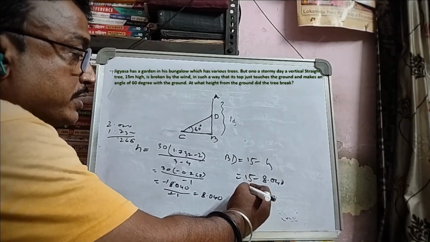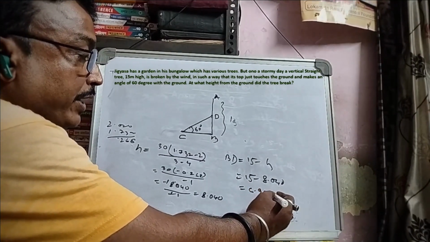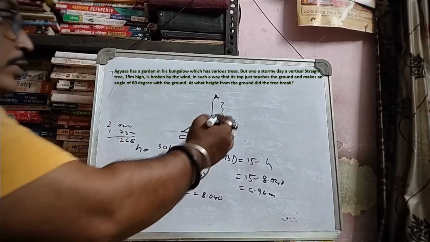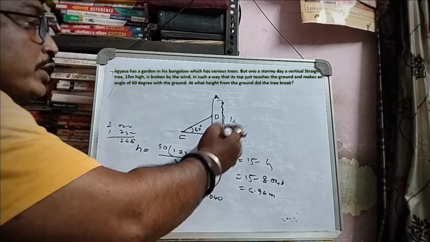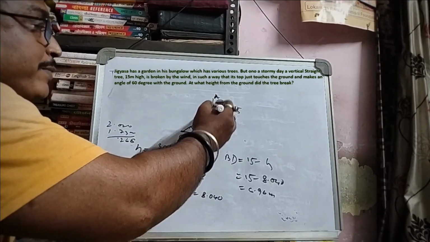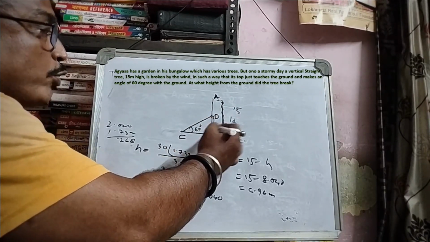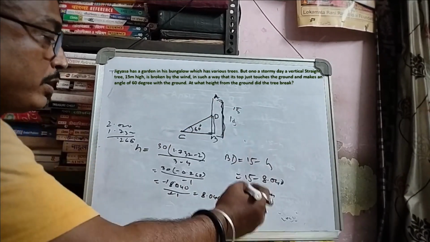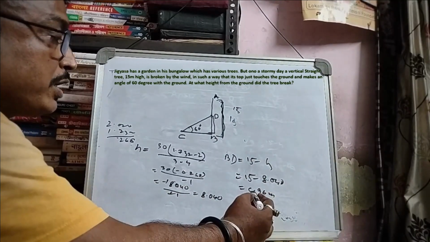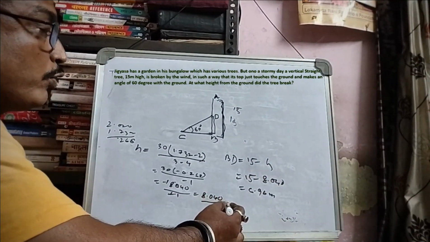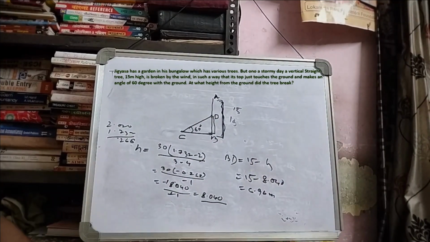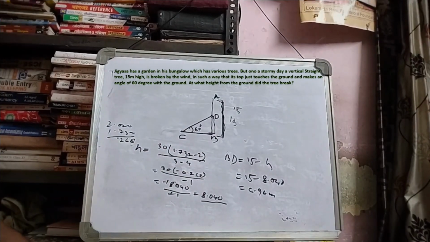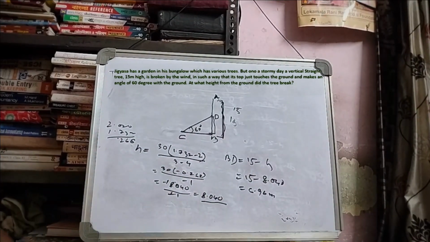So 6.96 meter. That is it. Total height of the tree was 15. After being broken, the remaining part will be height of the tree minus broken part. Height of the tree 15, broken part 8.040. So the height where the tree has been broken is 6.96 meter. Clear?